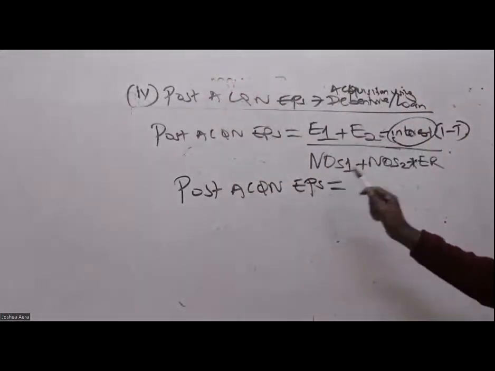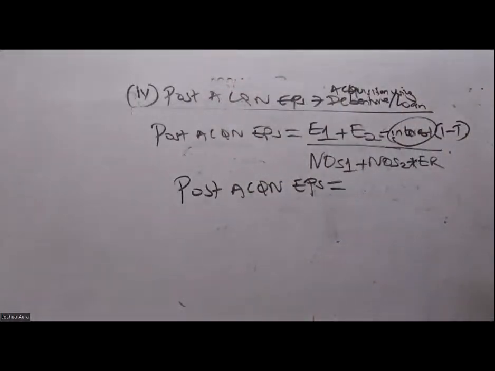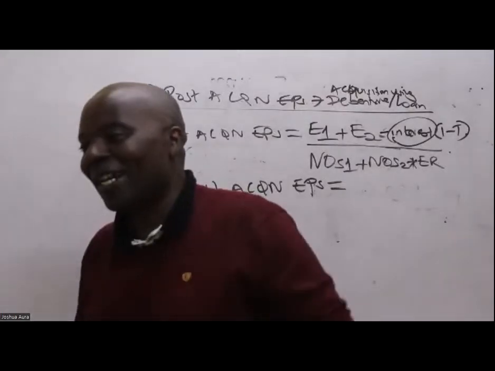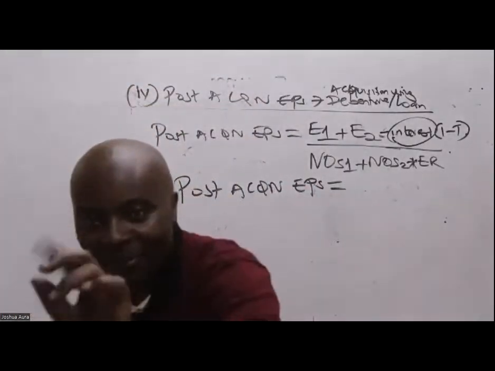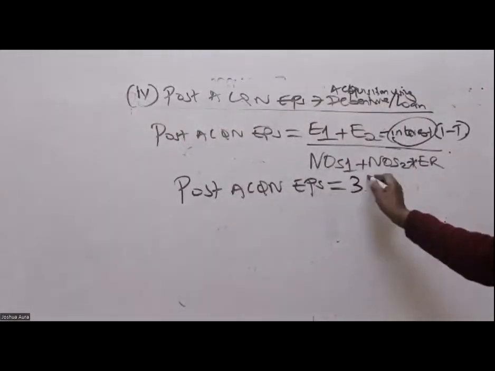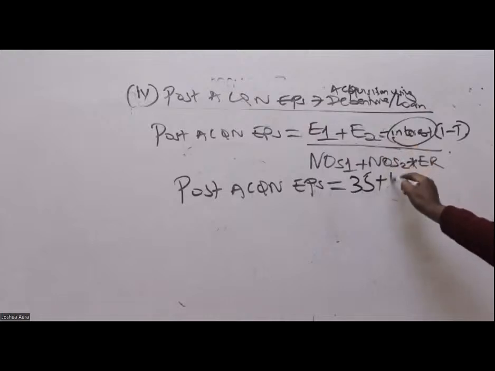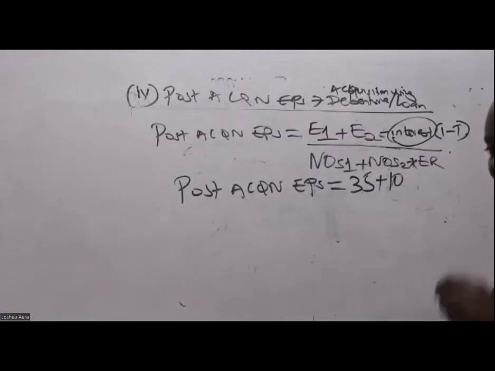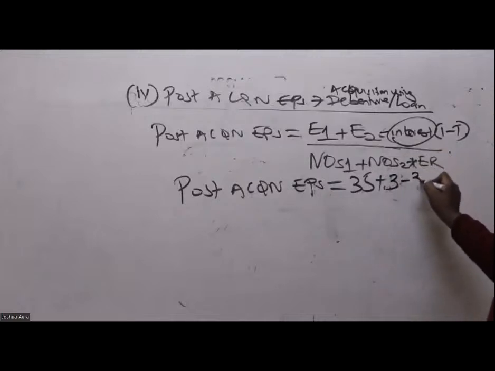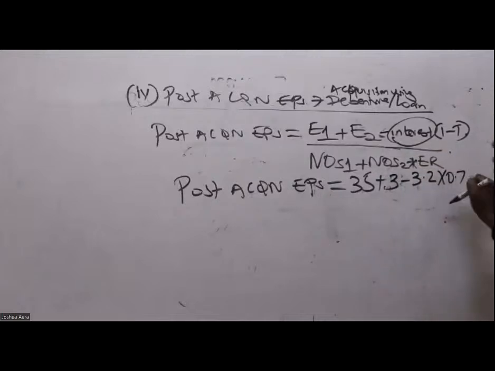So post-acquisition EPS, in this case here, is there somebody who is able to give me the earnings of company 1? So earnings, remember, is net income of company 1. It is 35. Plus earnings of company 2, you had given me a figure of 3. Interest, it's 3.2 times 0.7.